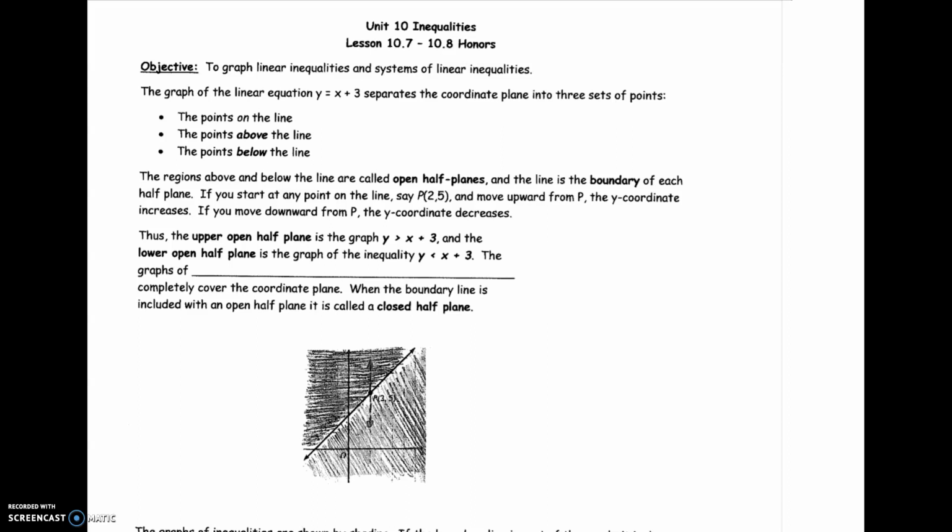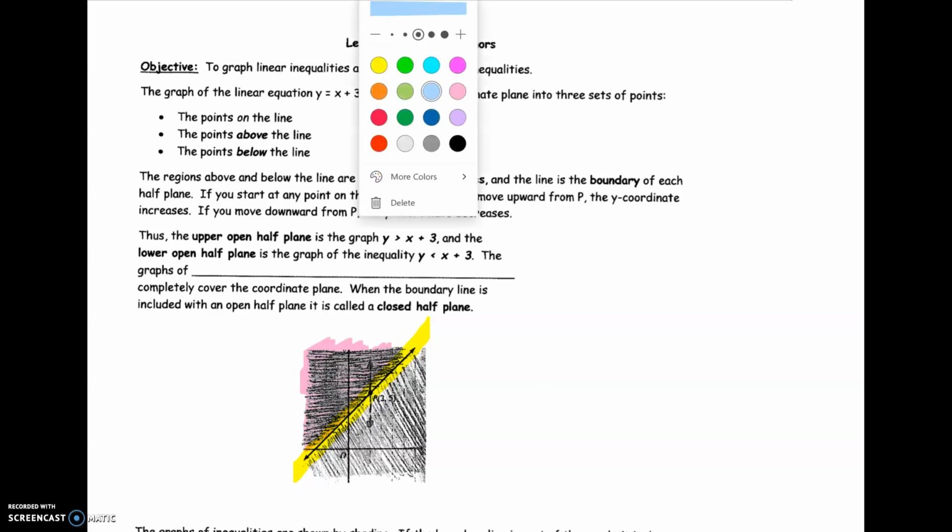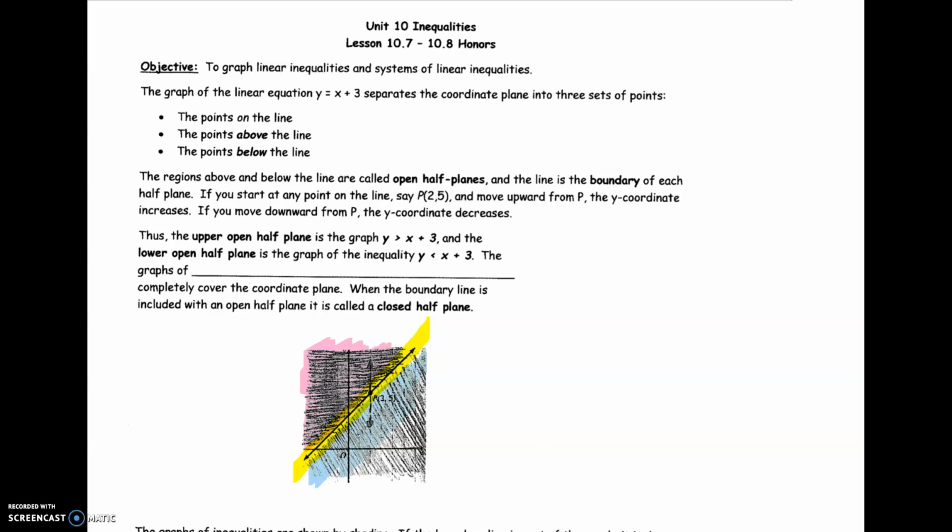It says the graph of the linear equation y equals x plus 3 separates the coordinate plane into three sets. Okay, the points on the line. So in highlighter, this is one of the sets that this graph is separated into. That's the points on the line. The points above the line, which is the darker shading I have here, that's the other set of points. And then there are the points below the line, which is the lighter shading I did. That's the three sets of points.